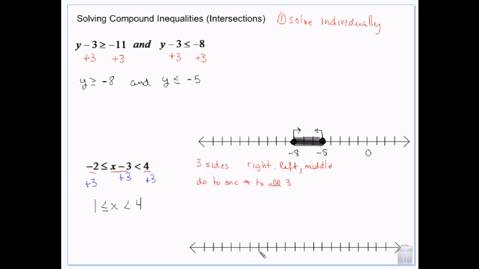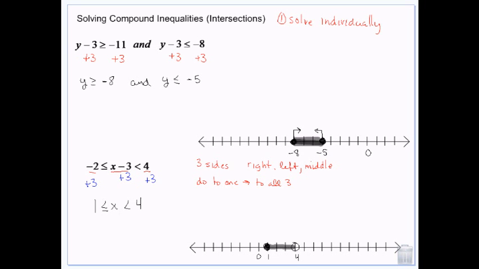So all I have to do is put in my 0, I put in my 1, I put in my 4. This is a closed circle. This is an open circle. And I'm shading in the middle because the x is in the middle.